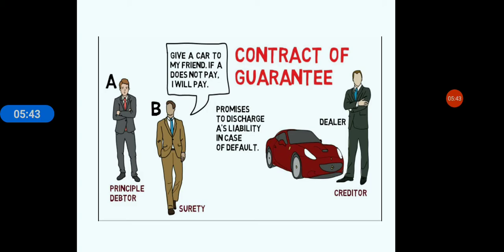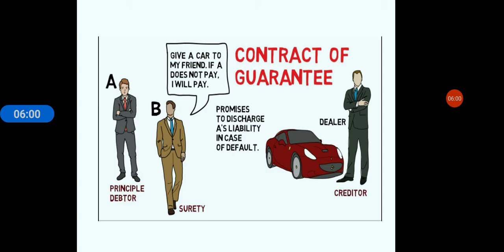This is nothing but called the contract of guarantee. One person, the surety, gives the guarantee to the creditor for loss on account of the principal debtor. Now we will try to understand it with another example.